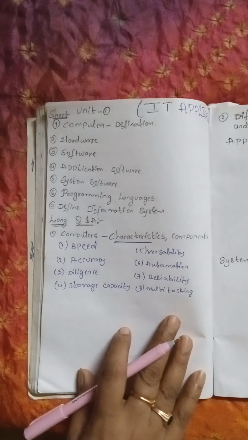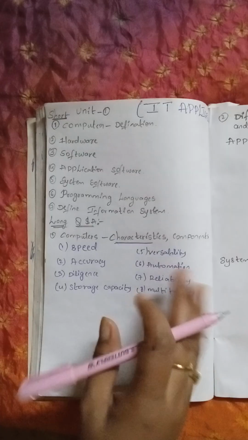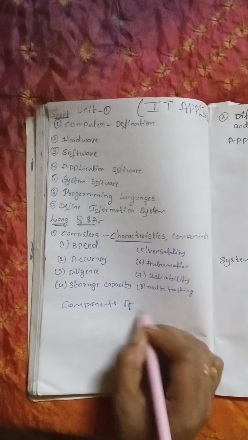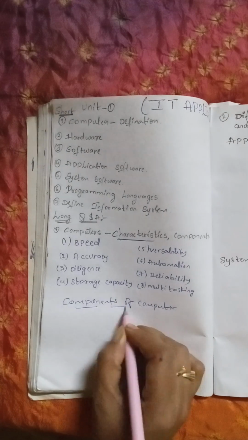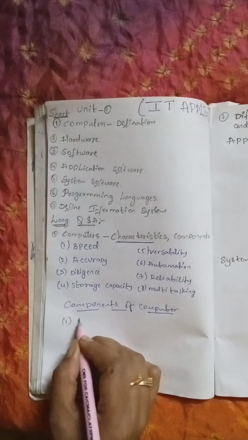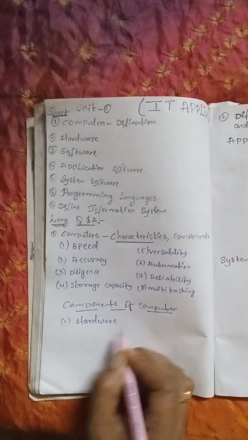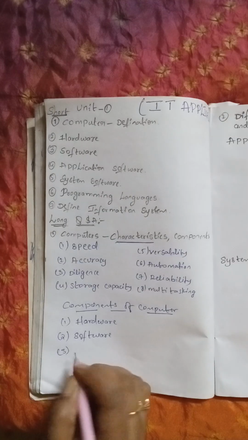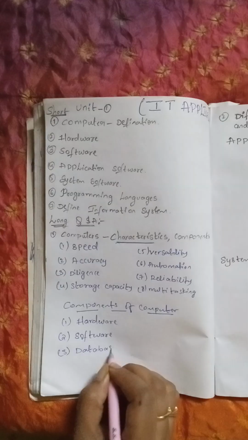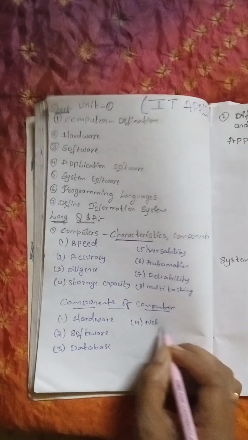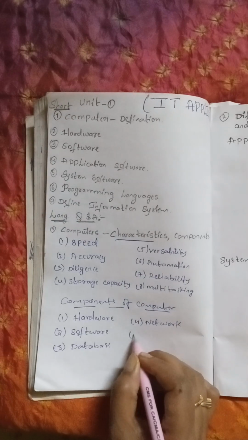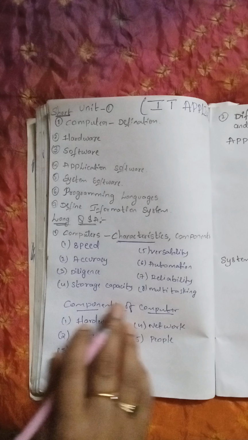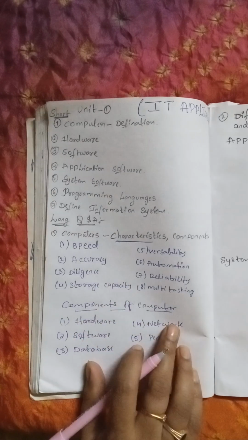Now let's discuss the components. It's very easy, but students get confused while writing the components. If you get a question like write about components of computer, don't get confused. The first component is hardware. The second one is software. The third one is database. The fourth one is network. And the fifth one is people, also a component of a computer. These are the five components of a computer: hardware, software, database, network, and people.